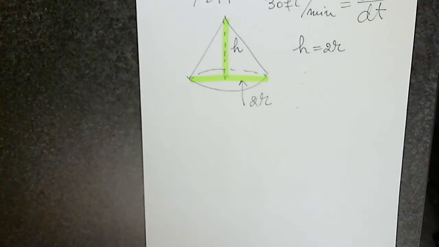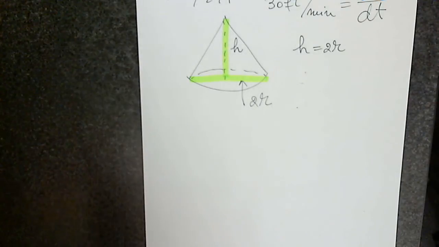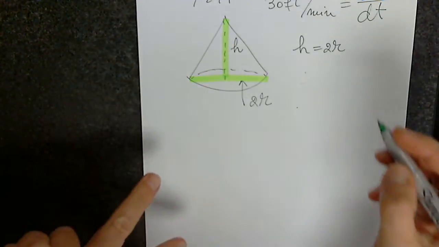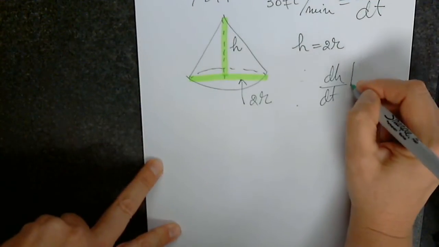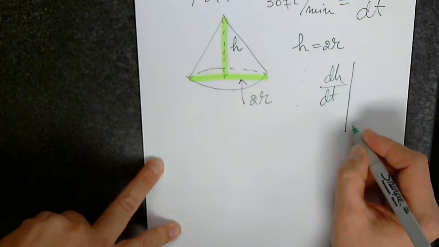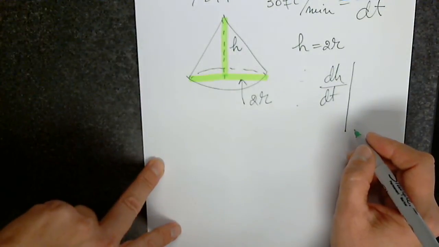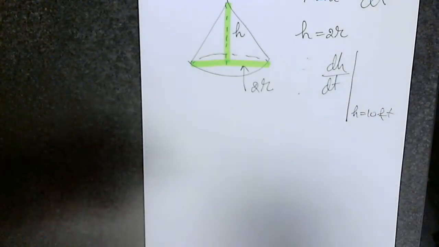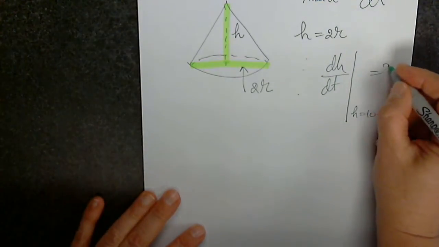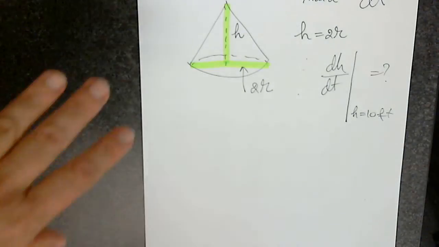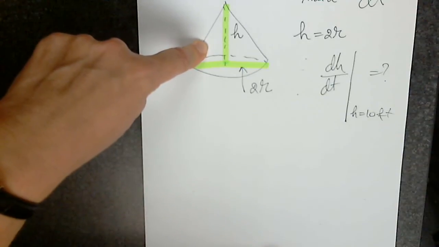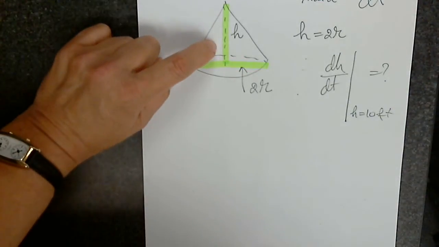What am I asked to find? How fast is the height of the pile increasing? I'm asked to find dh over dt when the height of the pile is 10 feet. Exactly. This is what I'm asked to find. This is the question in the problem. So we know that we are dumping, what are we dumping? Gravel. Okay. We're dumping gravel here.